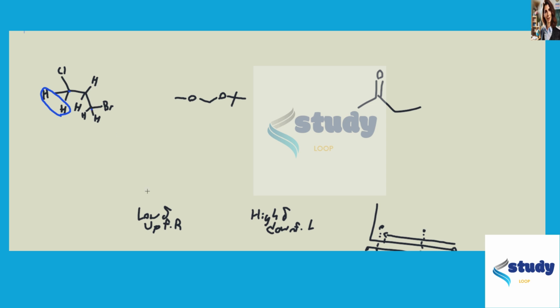Using the same logic, we can say that these two protons that are bonded to the carbon that's bonded to the bromine will be in a unique chemical environment compared to these middle protons and the left protons.